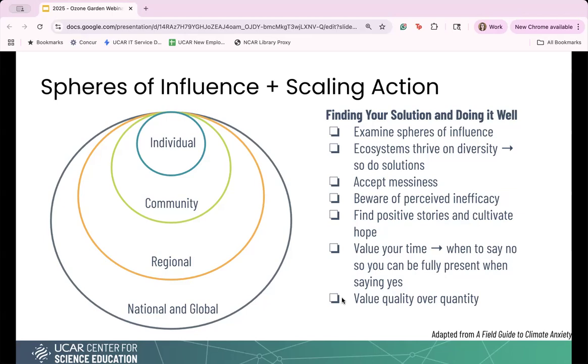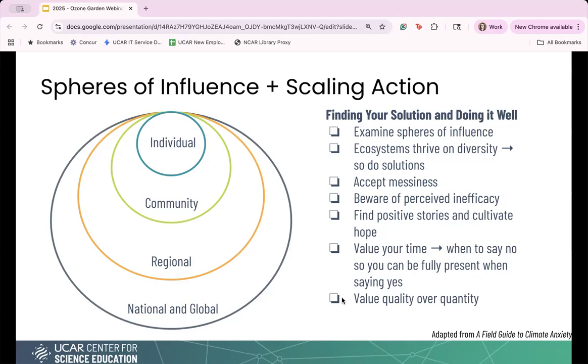The third one, which is hard for many of us, is accepting messiness. Not everything's going to work the first time, or the second time, or the third time. And maybe it won't be the smoothest path to get to the solution that you're seeking, but just knowing that there's a process and a path to get there, which could be pretty messy. The next one is being aware of perceived inefficacy.